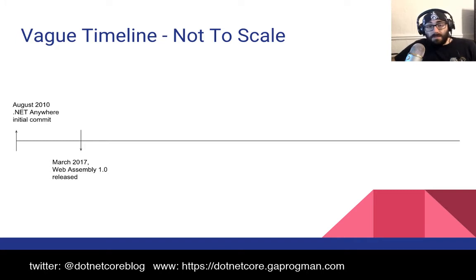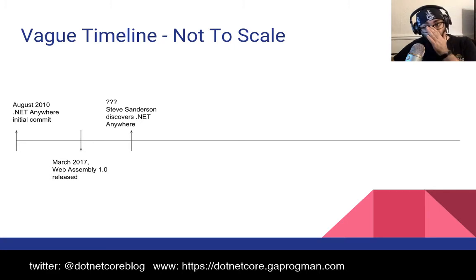So yeah, WebAssembly 1.0 is released in March 2017. At some point after this, or maybe it was slightly before, I don't know. I'm not Steve Sanderson, so I don't know. Hey Steve, if you do know, send me an email and let me know.